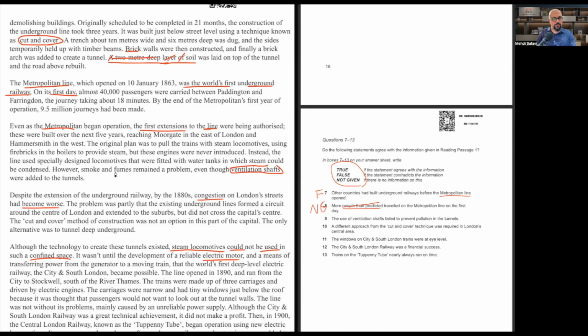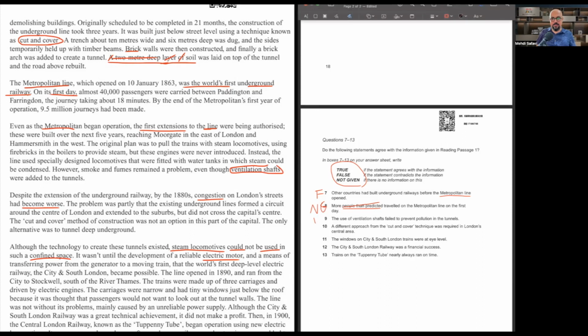However, smoke and fumes remained a problem. This means that they failed even though ventilation shafts were added to the tunnels. So because it remained a problem, it means that they failed to prevent pollution. Do we have anything about pollution? Yeah, smoke and fumes, that's pollution. So we have everything, and we have the opposite. So because we have the opposite, it is false.